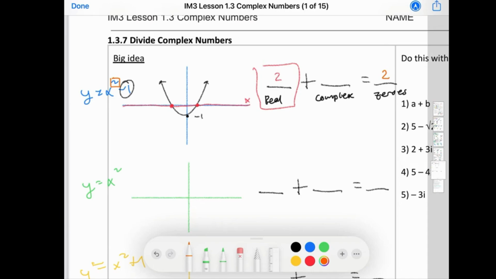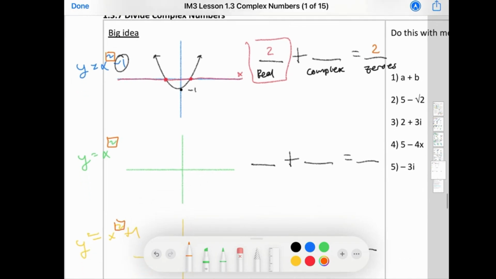So what number can we write there? 2 plus something equals 2. Well, if you think about it, all of these are going to be quadratic, so there's going to be 2 zeros. Okay, so that means that number has to be 0. There are 0 complex, and I'll show you visually what that means, okay?